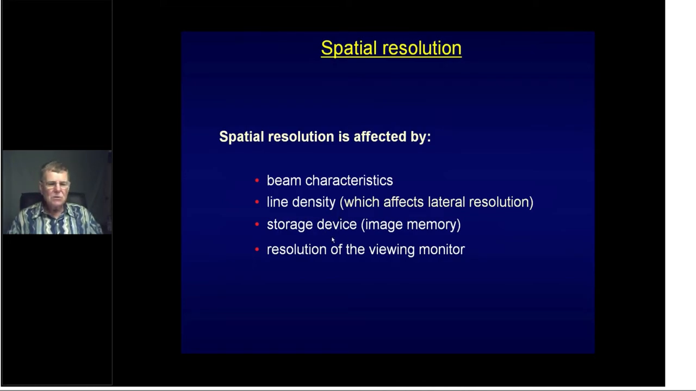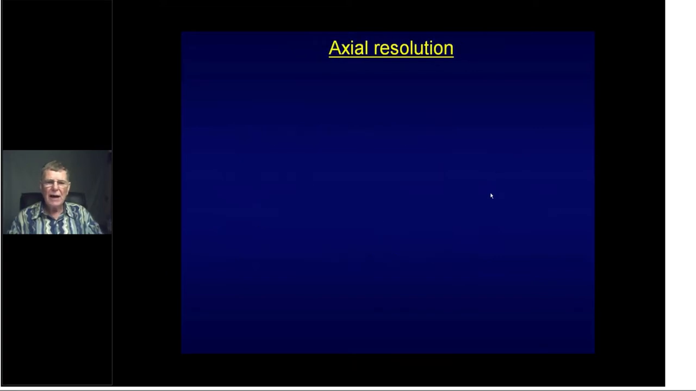It can also be affected by the image memory in your machine. Maybe it's a less expensive machine and it doesn't have as good an image memory as another machine, and it could cause a degrading in the spatial resolution you're getting. And finally, the viewing monitor itself could affect it if you've got a low resolution type viewing monitor. So all those things are going to affect it. But first we're going to look at the beam characteristics.